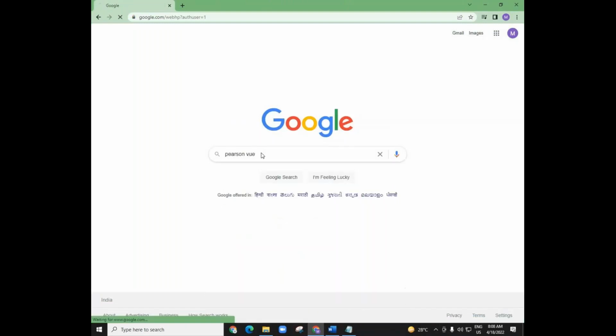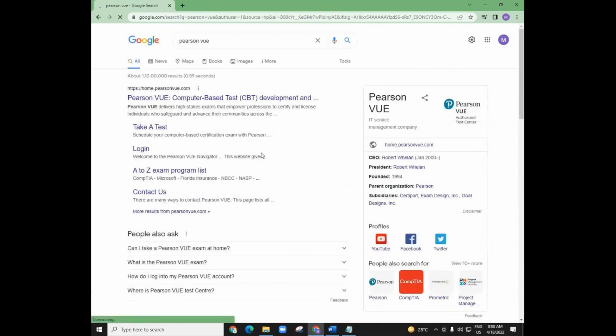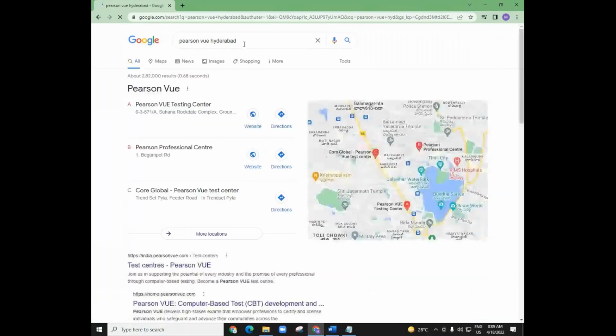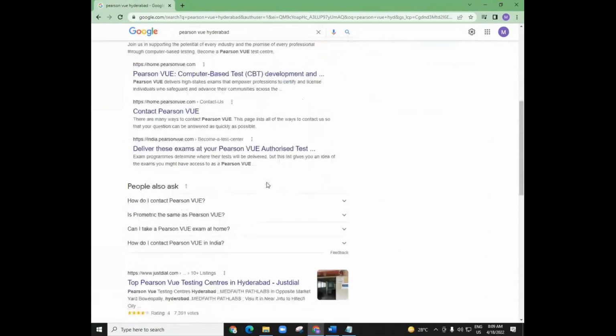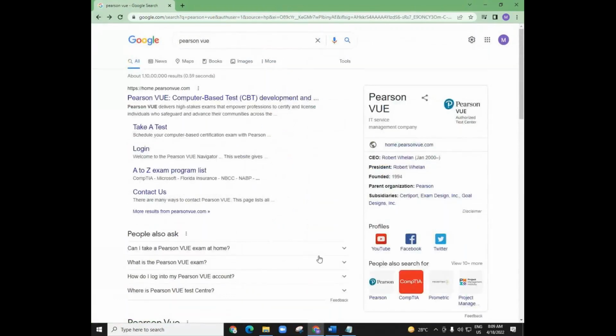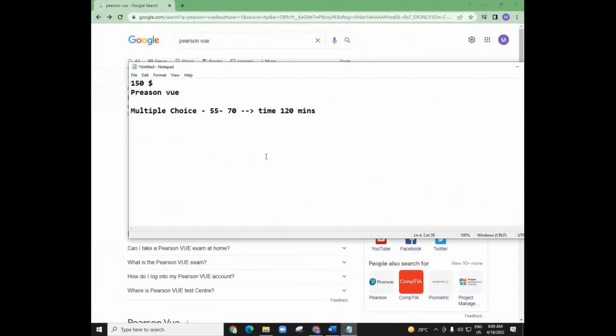Okay, this is your Pearson VUE center, and if you go with the examination center from Hyderabad city, wherever you are located, you can just search there. You can find many Pearson VUE centers. So just go and register your examination at the particular Pearson VUE center. Of course, after completing the course, we need to go for the examination.